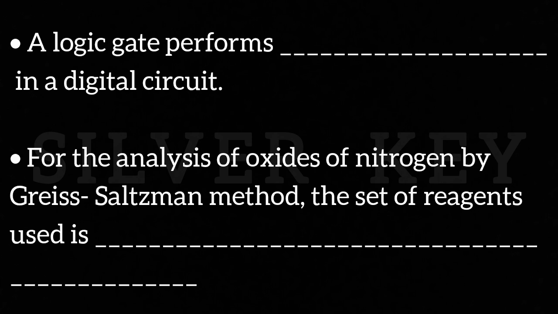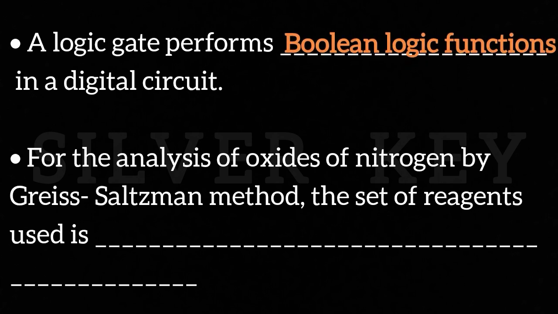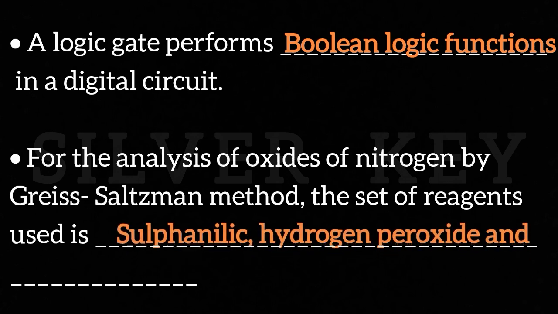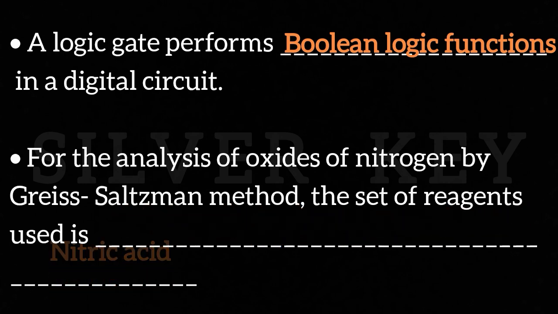A logic gate performs Boolean logic functions in a digital circuit. For the analysis of oxides of nitrogen by the Jacobs-Hochheiser or Griess-Saltzman method, the set of reagents used is sulfanilic acid, hydrogen peroxide, and nitric acid.